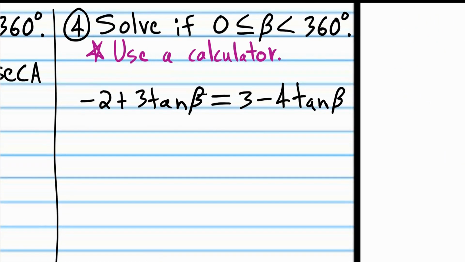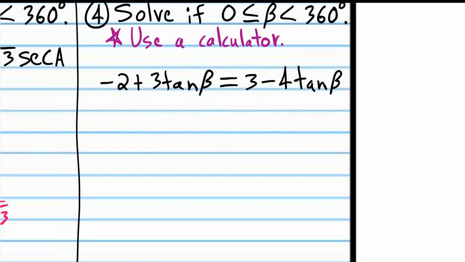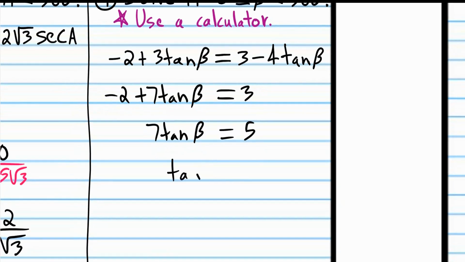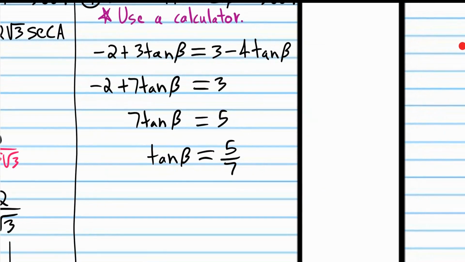So again, we have trigonometric functions on both sides of the equation, and we need to combine those on one side of the equation. So I'm going to add 4 tangent beta to both sides of the equation, and I get 7 tangent beta on the left side of the equation. And then I'm going to add 2 to both sides of the equation. You really don't have to show every one of these steps. You're at a level where you can really do most of these steps in your head.